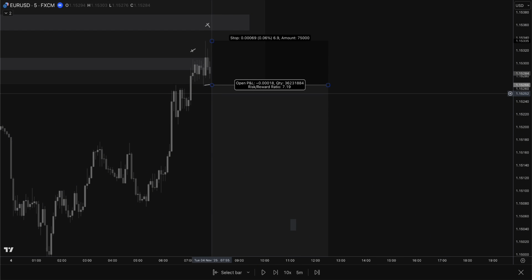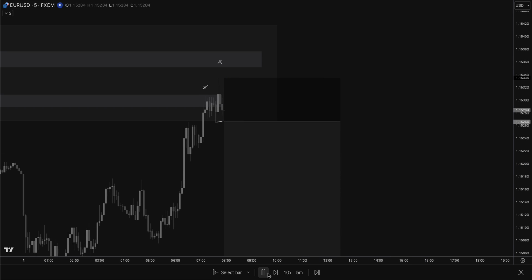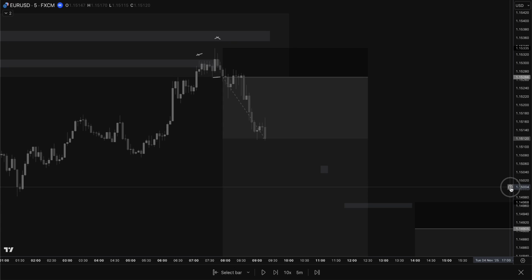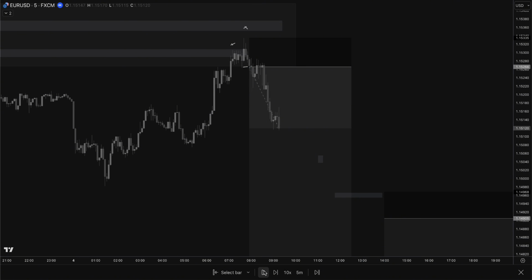And what time is this? This is around 8 a.m. You can see we get tagged in. Now for this trade, once again, it was just moving really impulsively. So there was not really any opportunity to break even or trail the stop loss. You could just see it keeps going down.